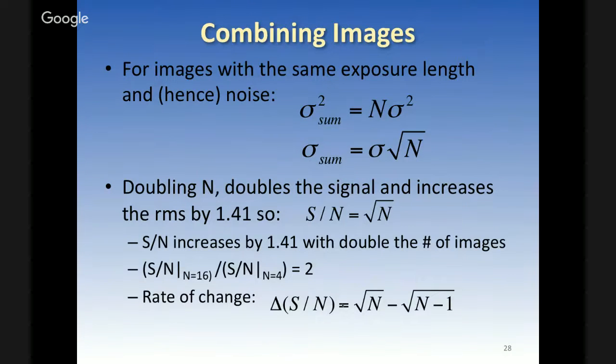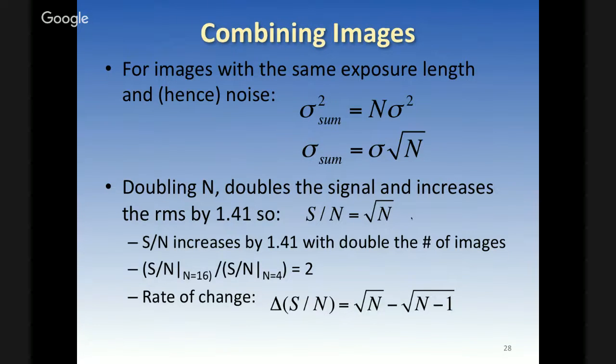When we combine images, and this is where this is relevant, for images with the same exposure length and hence noise, the sum of the variances is equal to n times the individual variances, and the RMS is equal to the square root of n times the individual RMS. So doubling n, doubling the number of exposures, doubles the signal and increases the RMS by 1.4. So the signal to noise goes as the square root of n, the number of images that you take.